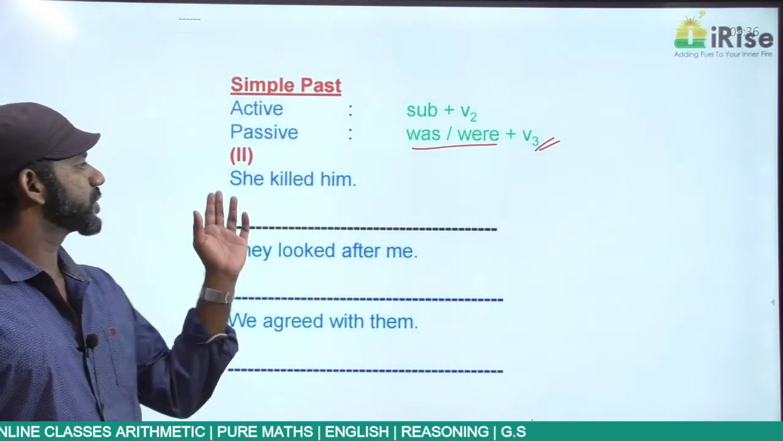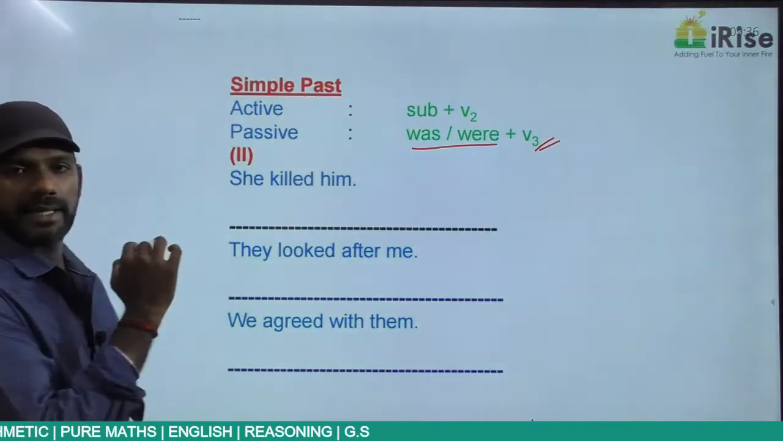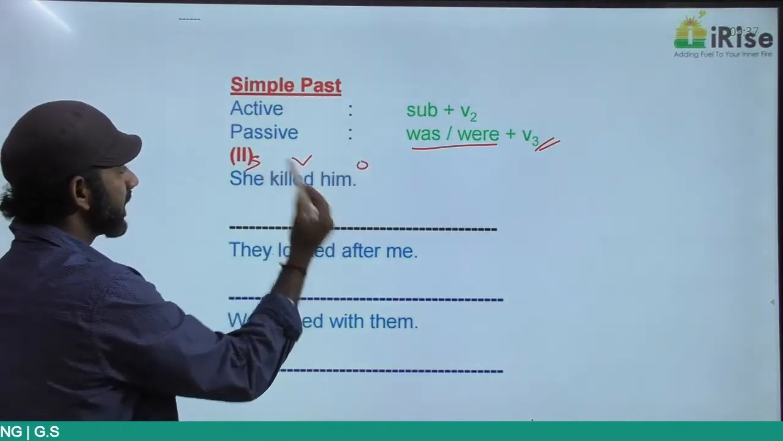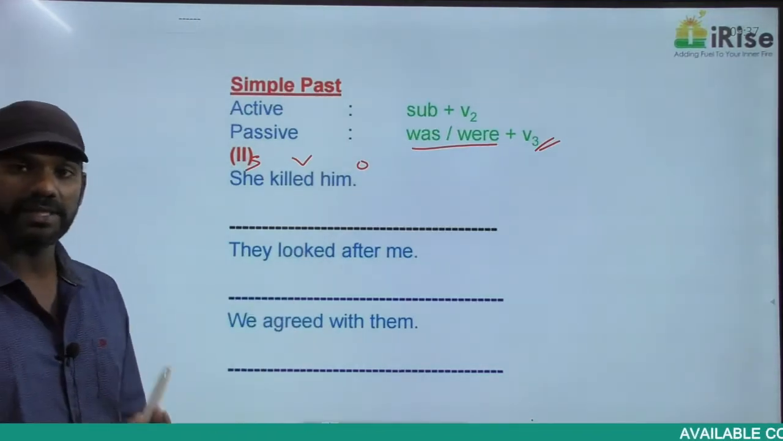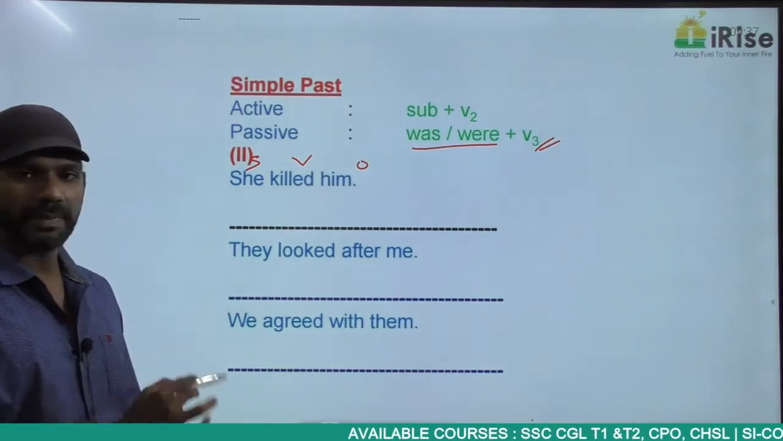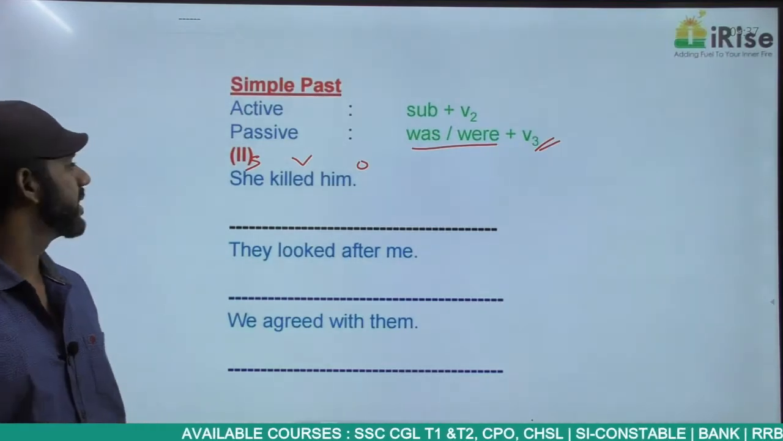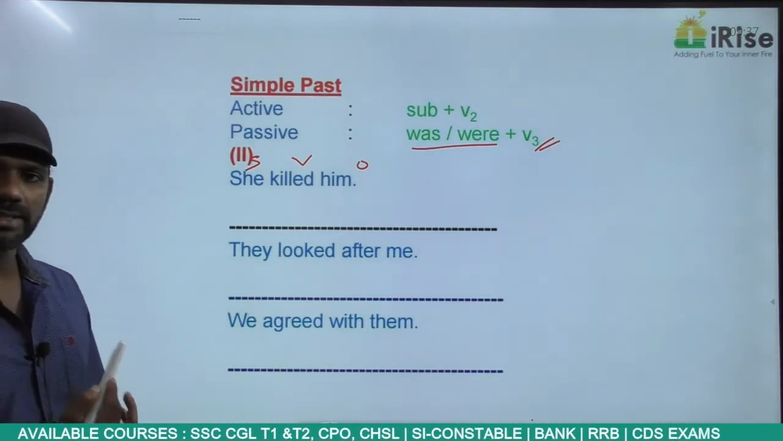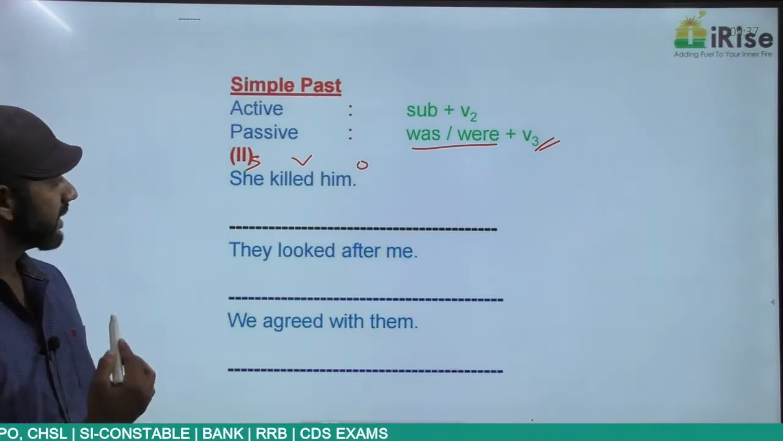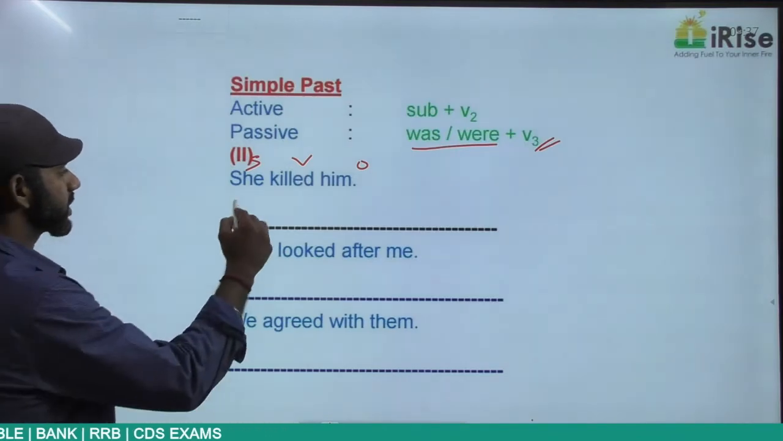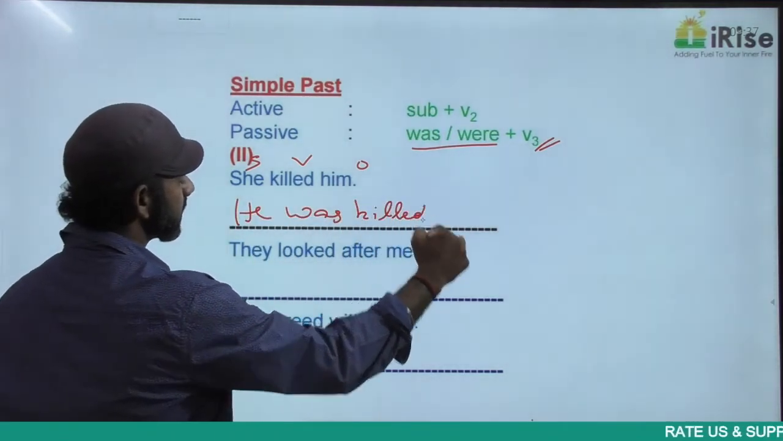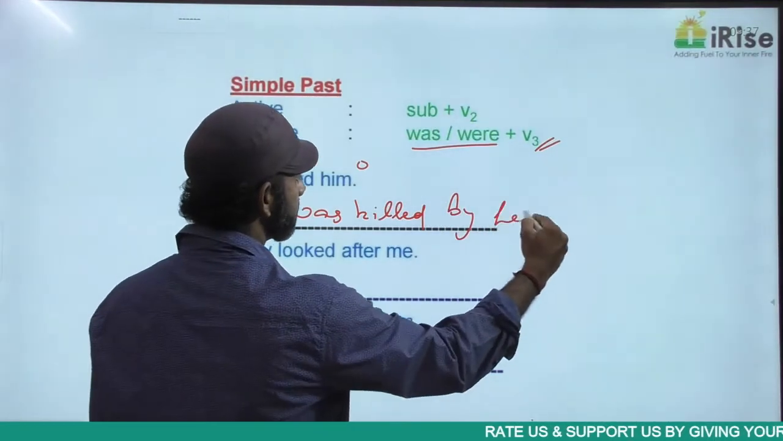Come to the statement. She killed him. Active voice, simple past tense. Subject, verb, object. Killed is V2 here. There's nothing like subject plus V3. It's always subject plus V2 in the active voice. So subject plus V2 is simple past active voice. She killed him, active voice, simple past. In the passive voice also it must be simple past tense. This sentence in the passive voice becomes, he was killed by her.